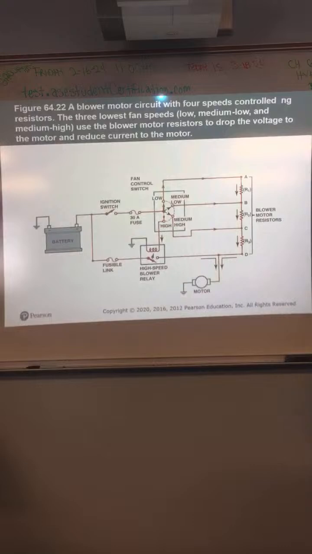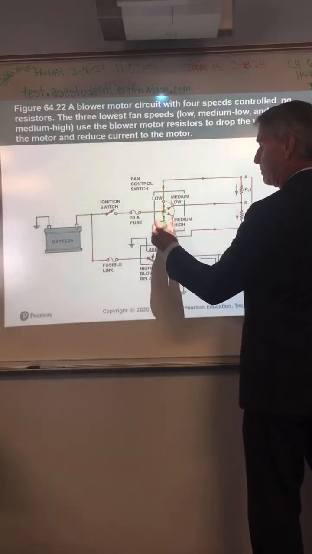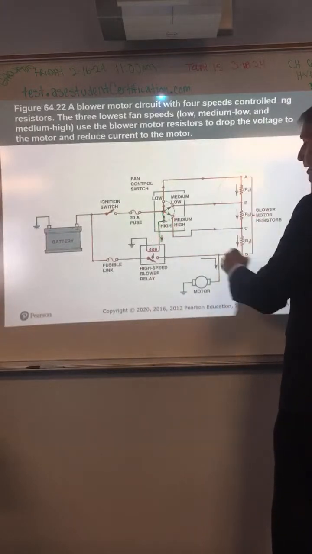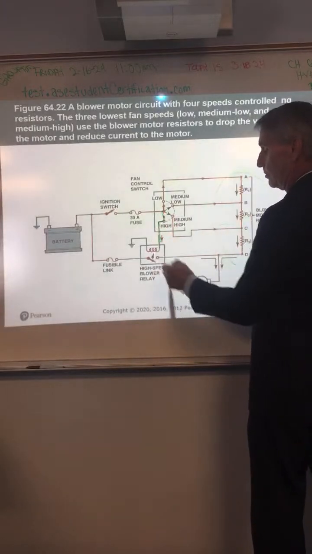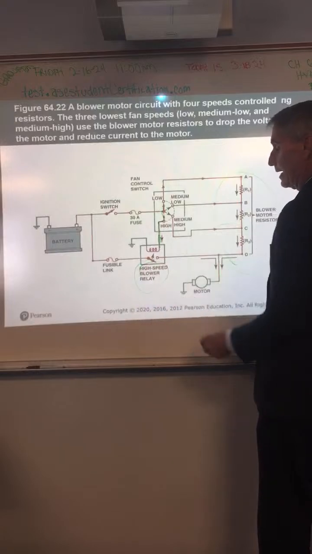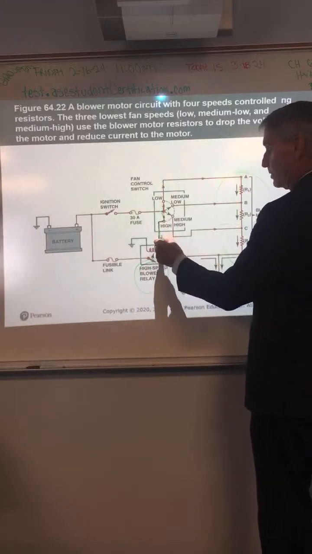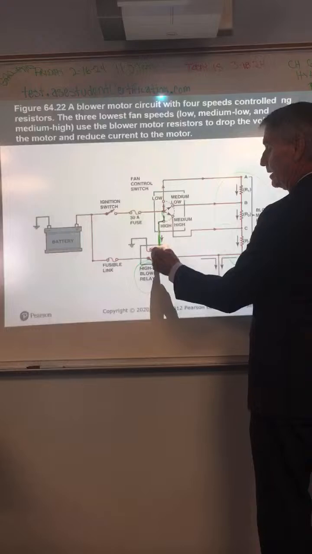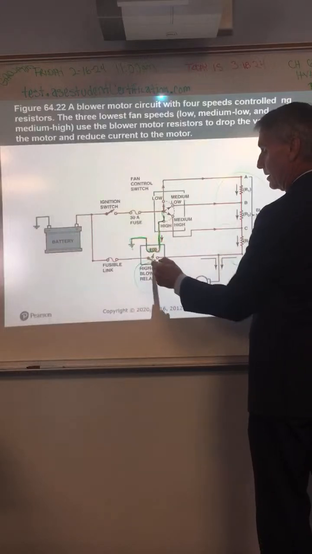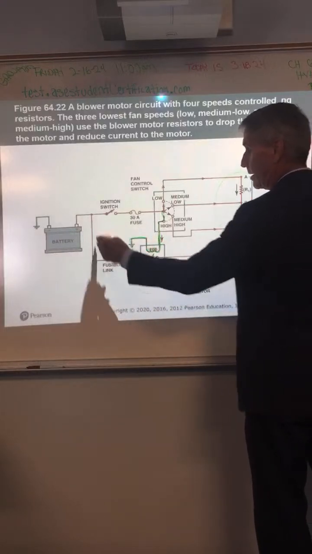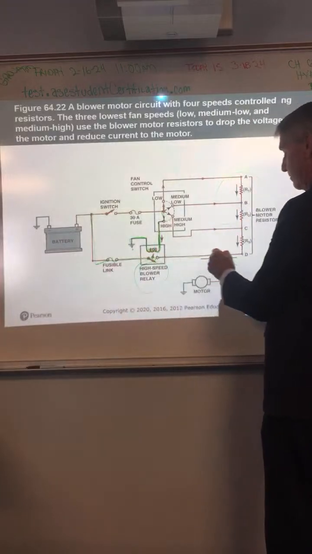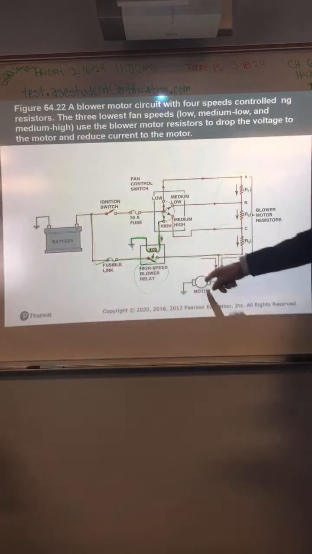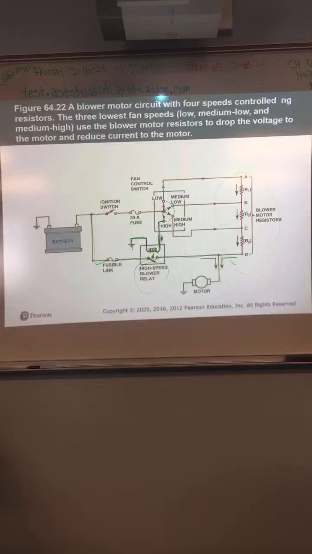Until you turn it on high. Turn it on high, what happens? It bypasses this whole thing here. Goes straight to a high blower relay. And what happens when you send power? It's right here. It energizes this relay coil, closes the contact on here, and now all of a sudden you have a full 12 volts to that motor, and it whizzes, blows your hair back, right?